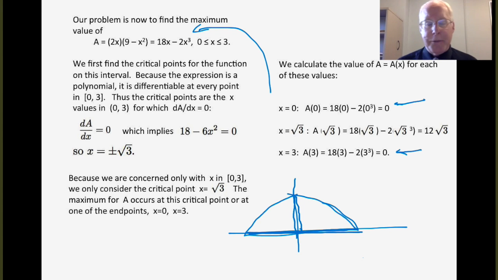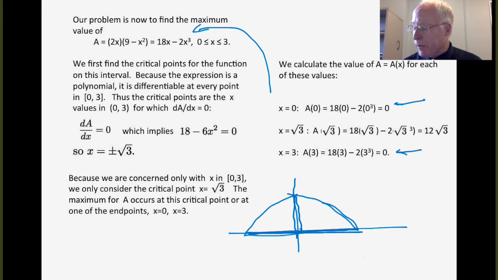Now, sometimes it'll seem kind of silly to check the endpoints because they give obvious zeros like this case, or they may think it's clear that the max or min cannot be at the endpoints. Nonetheless, get in the habit of checking them in every case because we will look at problems where the max or min does occur at an endpoint.